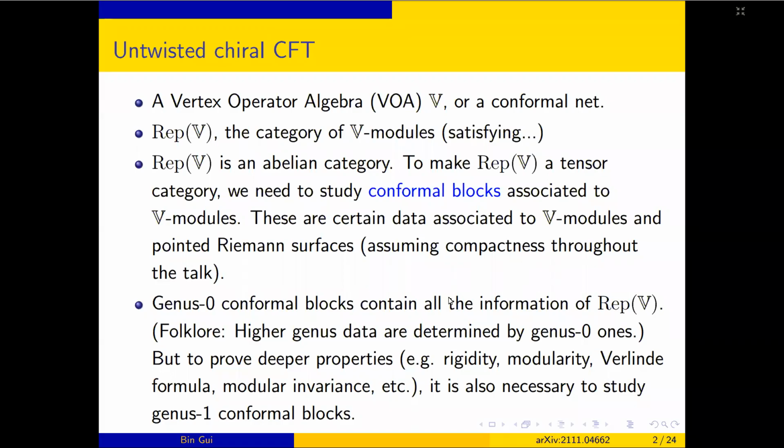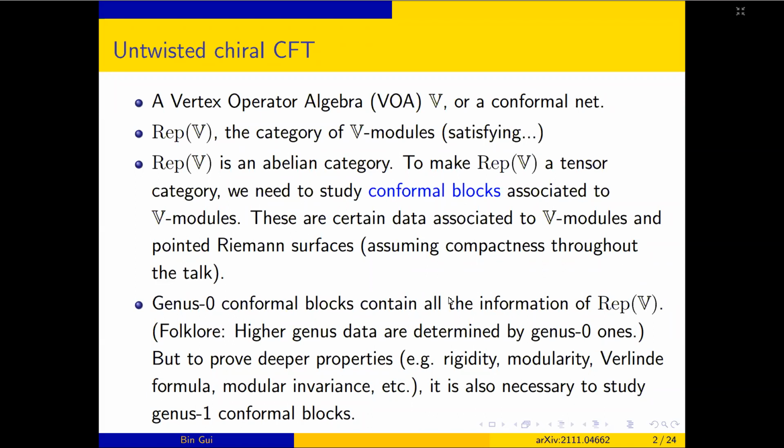Okay, so this is a representation category, and it is certainly an abelian category, but it is more than an abelian category. We want to get some interesting information. For example, if we want to get some invariant in three-dimensional topology, then you want to put a tensor structure on the representation category.